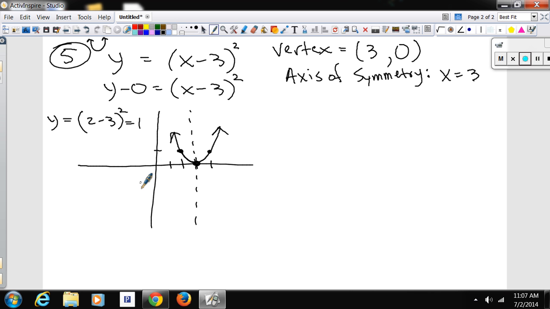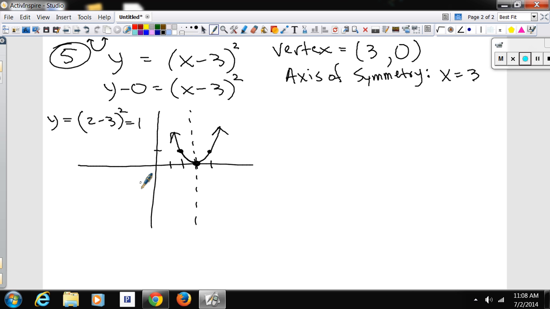So if it's already kind of in this format, you can find your vertex faster. And that way you only have to plug in 2 points to see where the symmetrical curve is, if it's in that format. If it's not in that format, then you're just going to want to use the t-table and plug in 3 or 4 points. But if they're in that format, it does make it a little bit easy for you. So number 7, 8, 9, 10, 11, and 12 are all in that format.